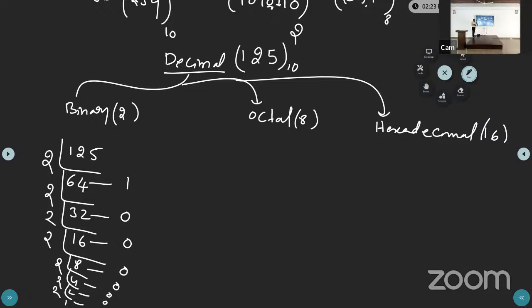Now all these remainders you can arrange from bottom to top. How is the arrow showing? In that direction you can write the number. So now what is the value? The 125 equivalent binary value is, what is the value? 1 0.